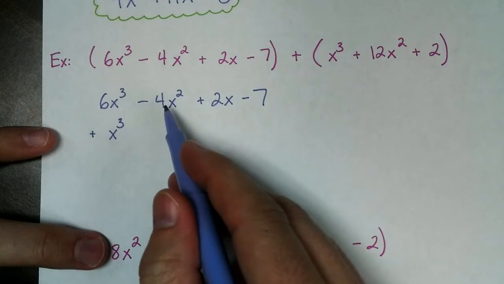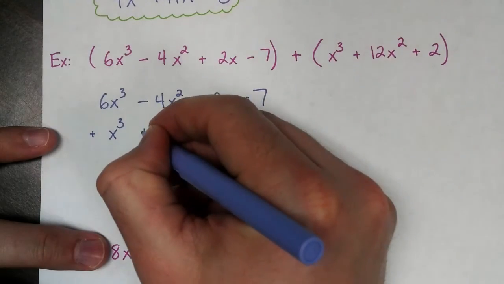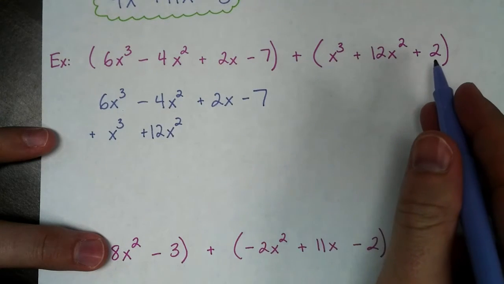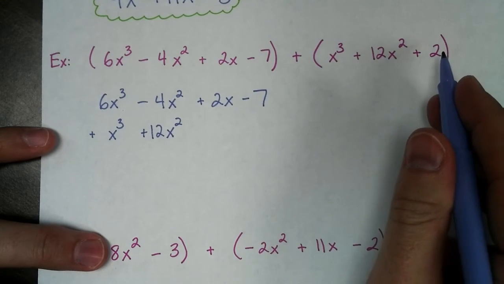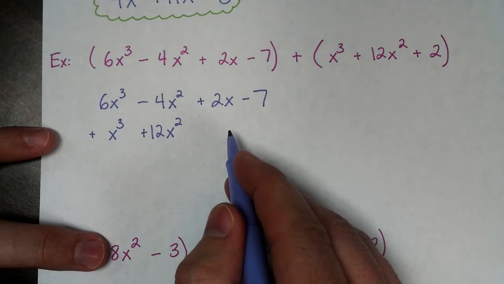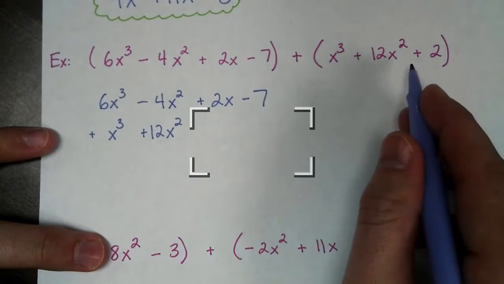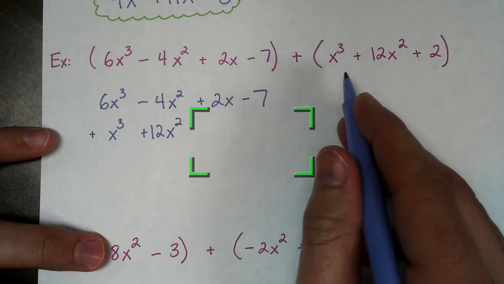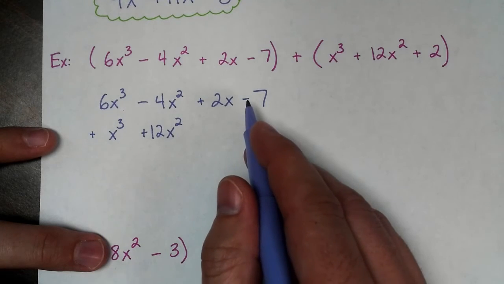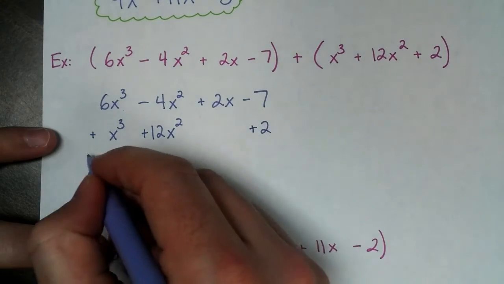What goes with this x squared, this negative or minus 4x squared? Well, the 12x squared. So that's a positive 12x squared. What goes with this 2x? Well, not that 2, because that 2 doesn't have an x. The only thing that would go with that 2x would be something else with an x. And notice there the exponent's 1, so we need something over here that is just an x. Can you find anything? Because I can't. So what that means is nothing goes underneath here. Now what goes with that minus 7? Well, the positive 2, the plus 2 would go with that 7.